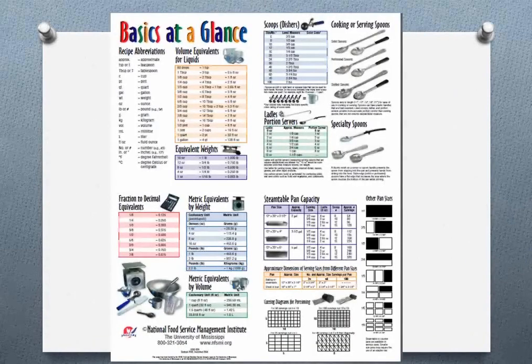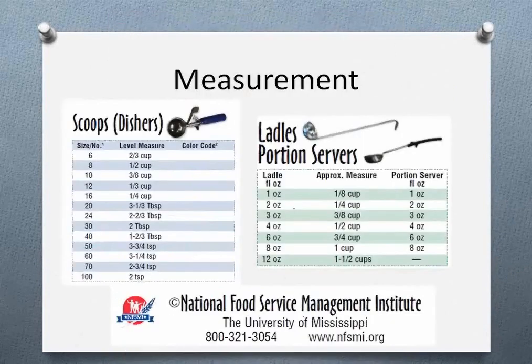This is a tool that I use personally at my own desk. It's very helpful. In this slide, it's hard to determine what it says. There is information at the bottom of this slide where you can order a copy of this for yourself, or it's available online at the National Food Service Management Institute website. Here is a little bit larger view of their web page, and two categories that I find we most often have trouble communicating between ounces and cups.